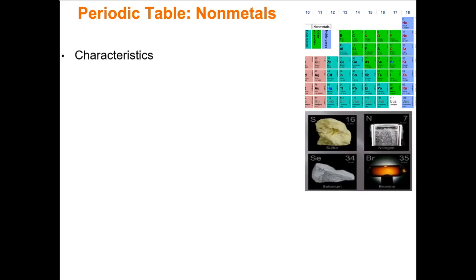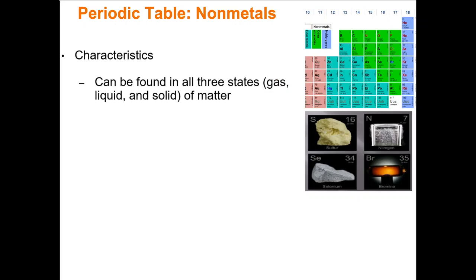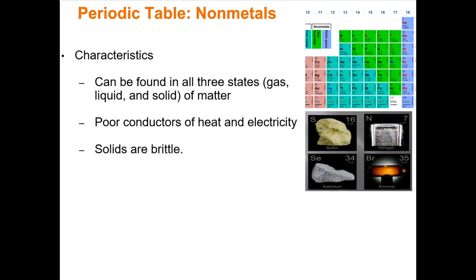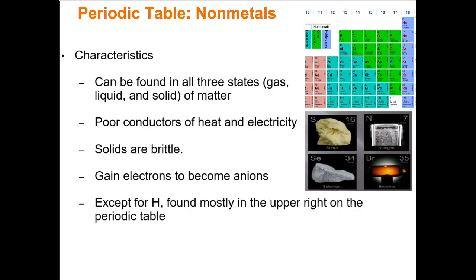Lastly, our nonmetals, things like sulfur, nitrogen, bromine. They can be found in all three states: gas, liquid, and solid. They're poor conductors, and the solids tend to be very brittle. And again, they tend to gain electrons to become anions. Except for hydrogen, they're located in the upper right corner of the periodic table.